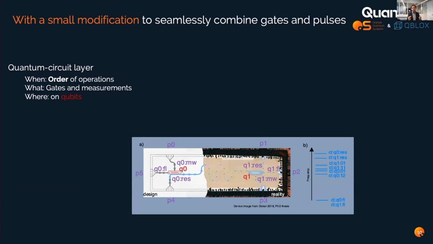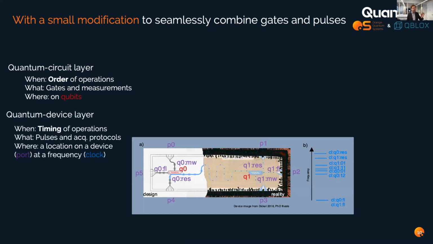So what's the small modification we can make? How can we make this work for seamlessly combining the layers? Well, with the quantum circuit layer, the order of the operation matters. And we have gates and measurements. In the device layer, it's not the order, but the timing that matters. And there's pulse and acquisition protocol.